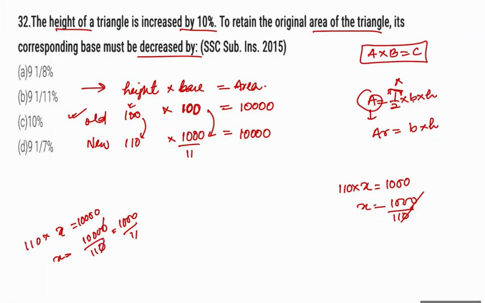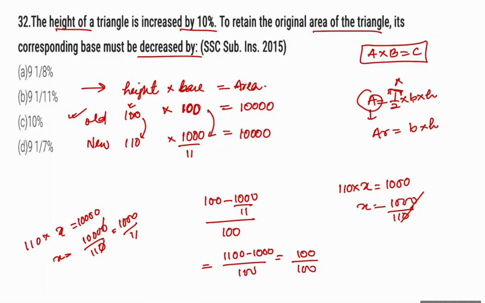To retain the original, the base must be decreased by 100 minus 1,000 divided by 100, the percentage decrease. The original is 100, decrease into percentage. 11 into 100 is 1100, minus 1,000 by 100. 11 into 1,000, 11 into 100 is 1100. How much the base should be decreased.